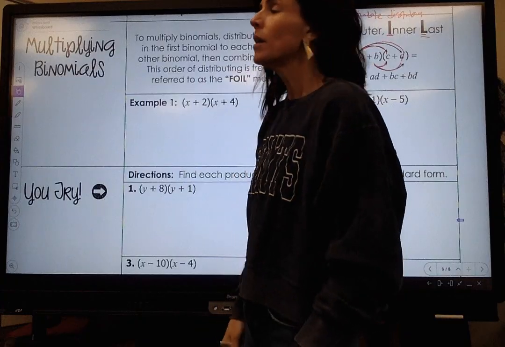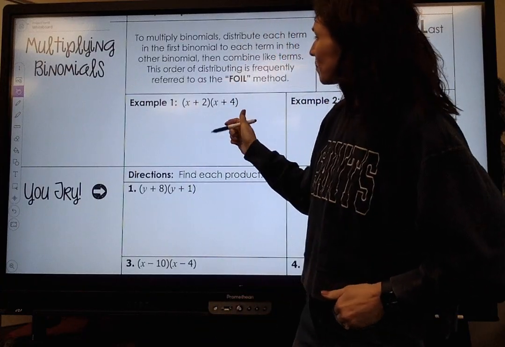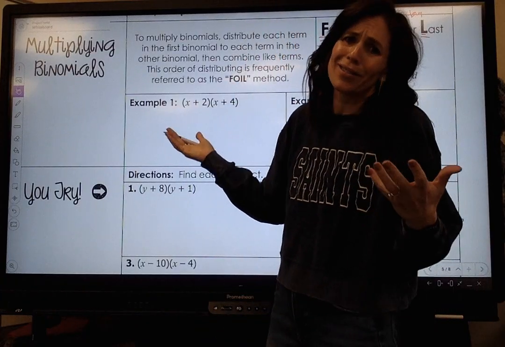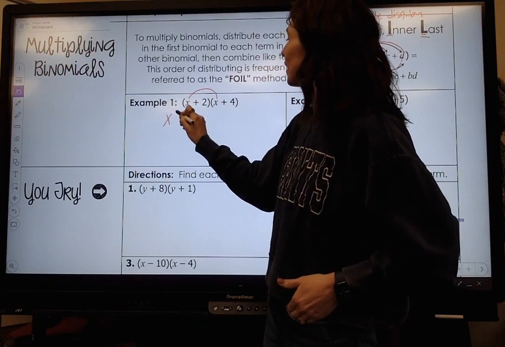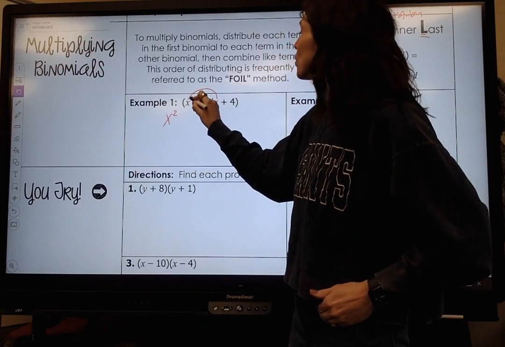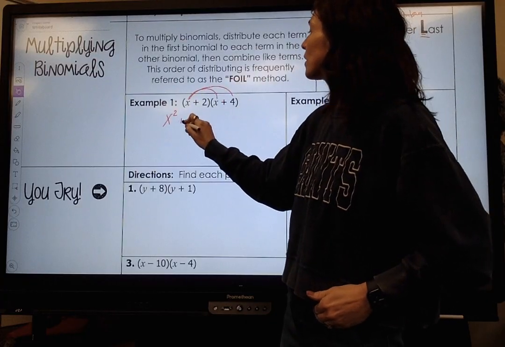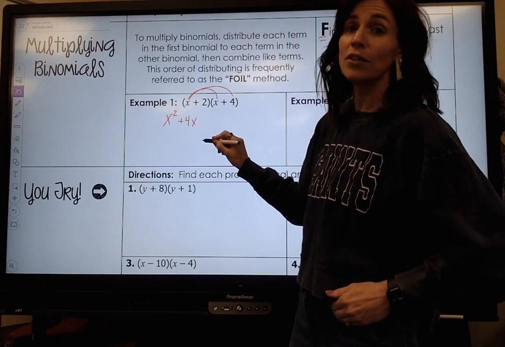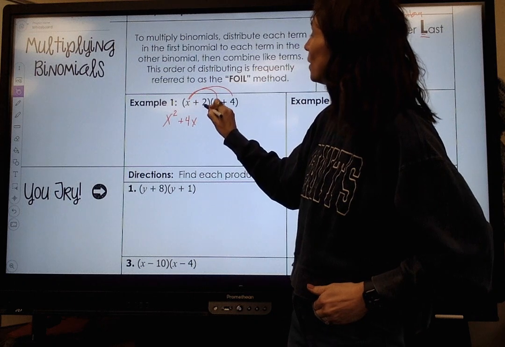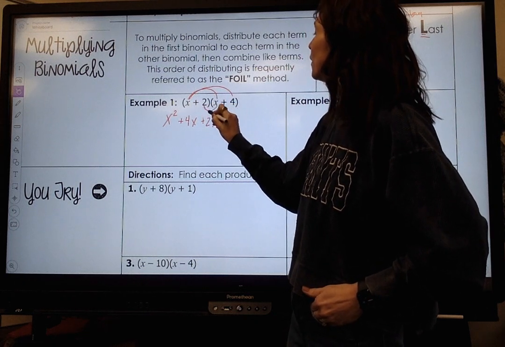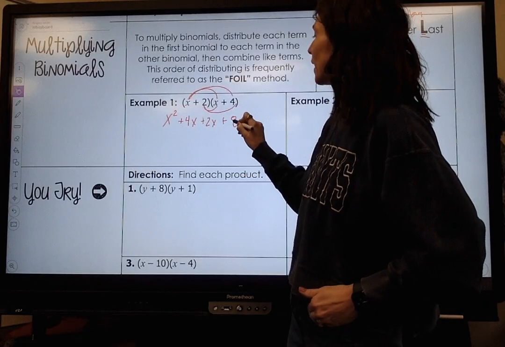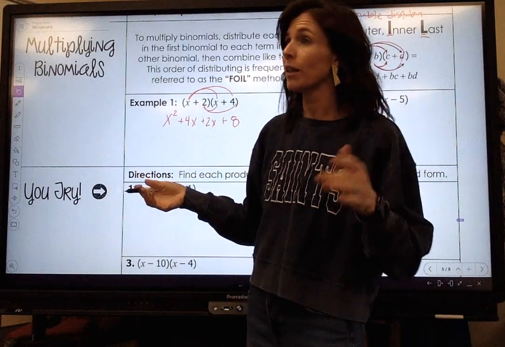It's a placement. So if you look at number 1, I'm going to show you, just use the distributive property. You're going to distribute the x to the x to get x squared. Then you're going to distribute the x to the 4 to get 4x. Then you're going to distribute this term. So you're going to distribute 2 to the x to get 2x, and then 2 to the 4 to get positive 8. Don't forget, you got to combine your like terms.